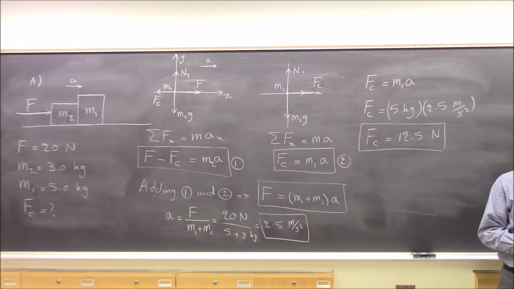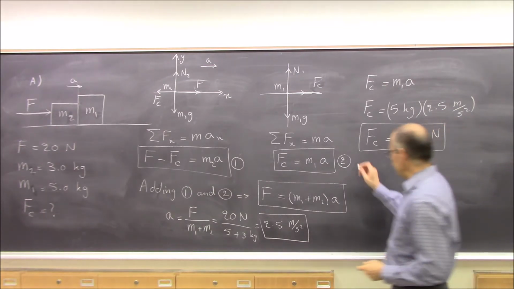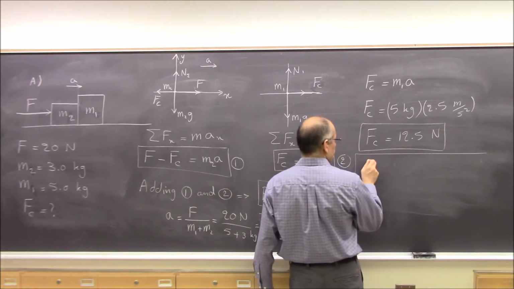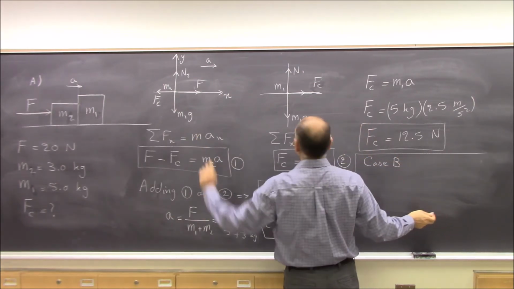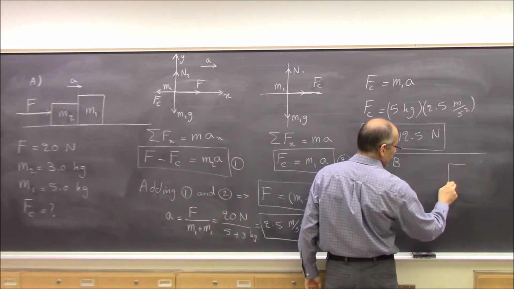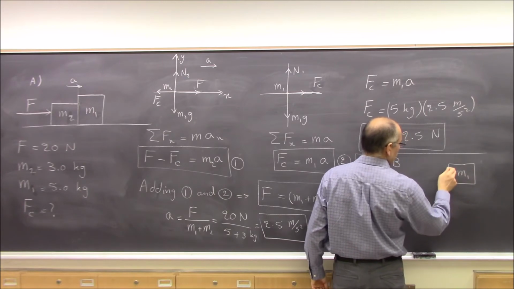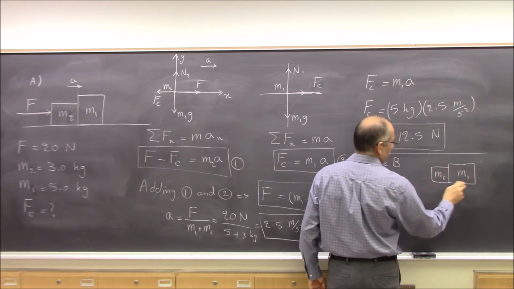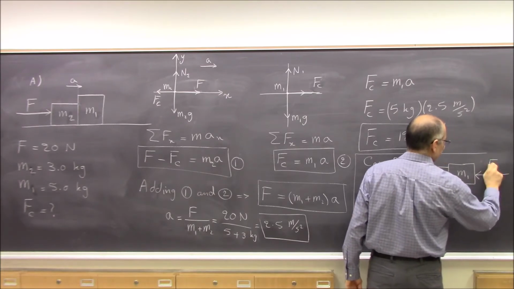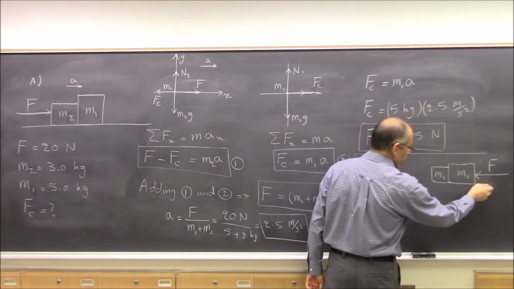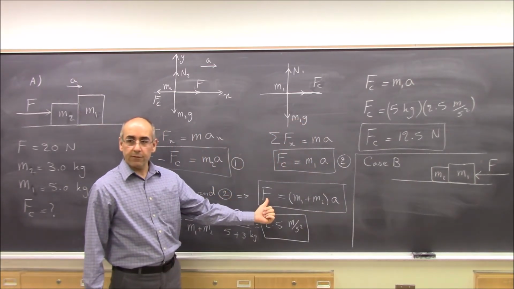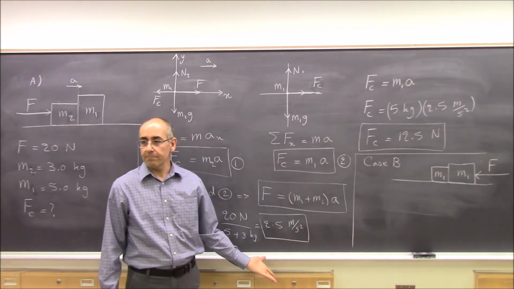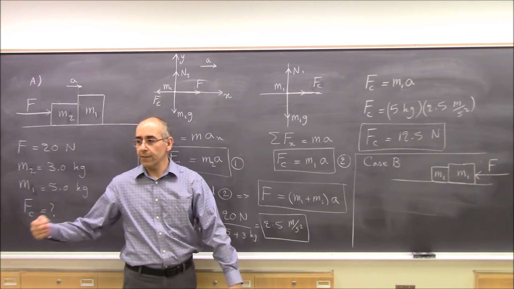It becomes 12.5. Now, if the force applies the other way around, in case B, the force applies to M1. So you have this M1 and M2, and the force applies this way on a frictionless surface. So you can say that again the net force is equal to total mass times acceleration. So the acceleration is the same because it doesn't matter whether you apply this way or that way.